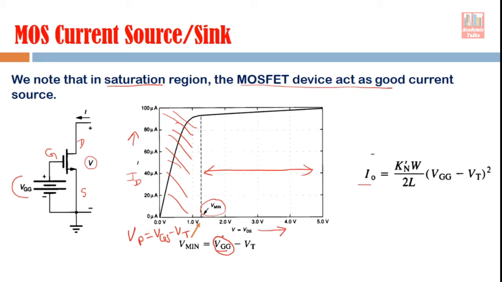So you try to make this VGG as small as possible, but remember, if you reduce VGG, then your current will also reduce, because the current here depends on VGG. So what value of current you want, that will decide what your V minimum is.